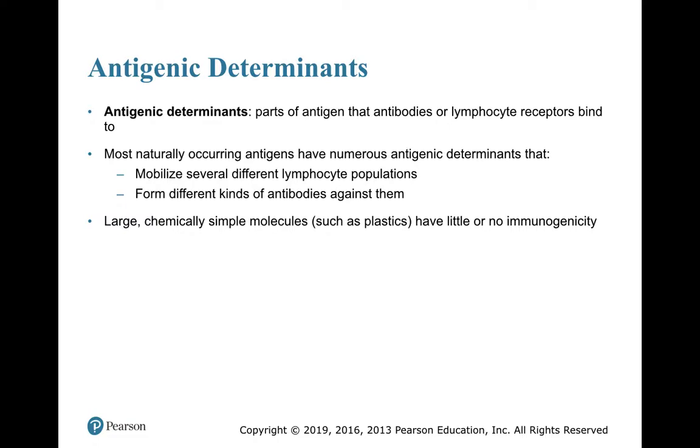are going to cause different kinds of antibodies to be made against them. We're going to see there are some different forms of antibodies. There's IgM, IgA, IgG, and IgE in particular. So most naturally occurring antigens will invoke all of those, and all those have different individual properties that we will get into. Large chemically simple molecules like plastics tend to have little or no immunogenicity. They don't have antigenic determinants.